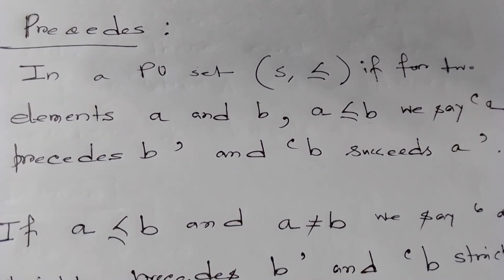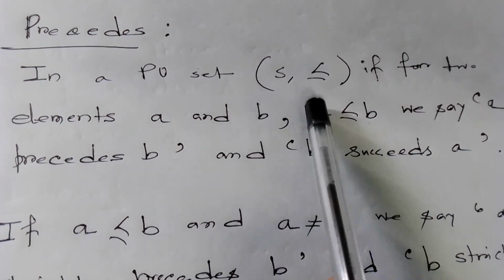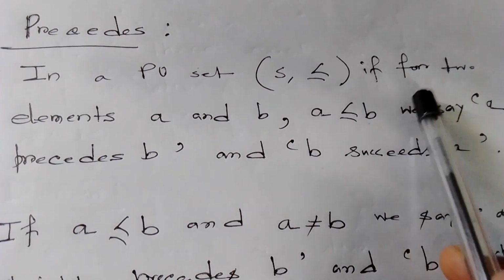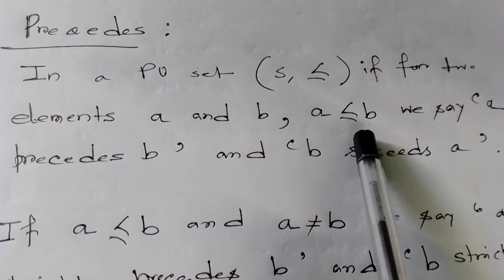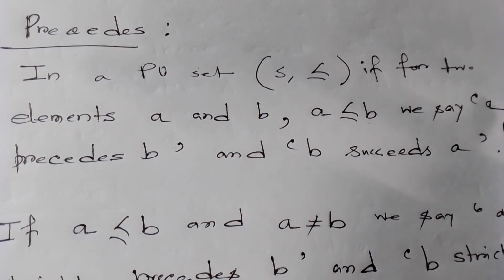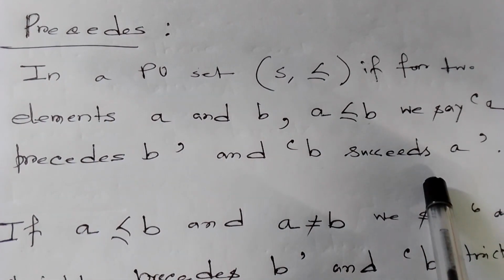Now, starting with precedence and succession. In a POSET, for two elements a and b, if a ≤ b, we say a precedes b and b succeeds a.